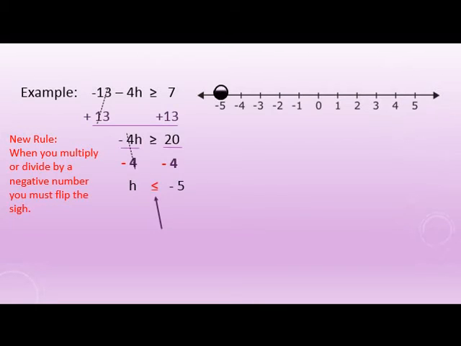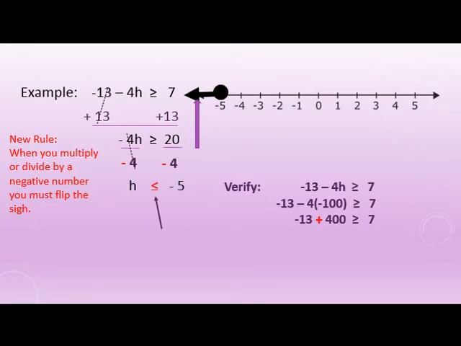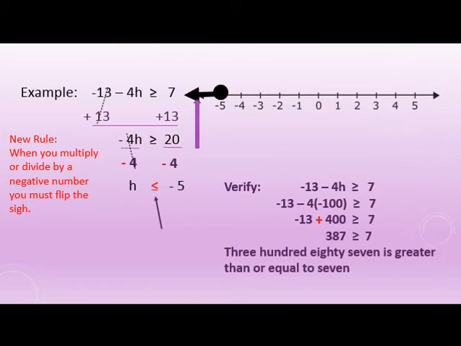Now I'm going to check my answer. I'm going to select any number that I know is less than negative 5 and plug it into the original equation. In this case, I'm going to substitute in negative 100. This gives me negative 13 plus 400 is greater than or equal to 7. 387 is greater than or equal to 7, so my answer checks out. Please notice that negative 4 times a negative 100 gave me a positive 400.